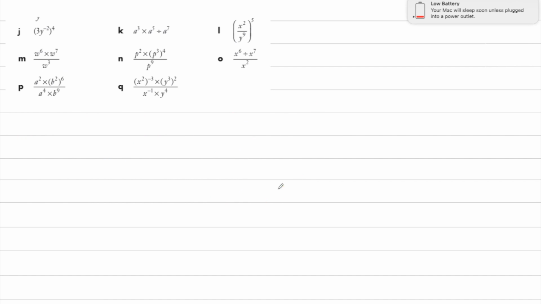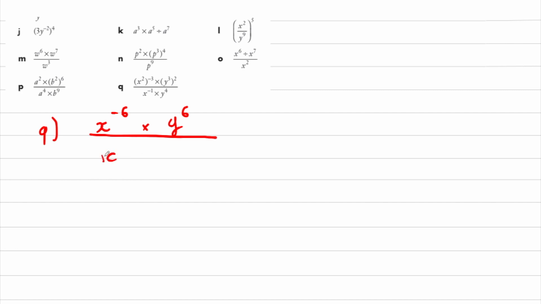Question Q, the same thing. The first indices I want to simplify is this bracket and minus 3 outside. You get x to the power of minus 6 outside for the first one, and the second one is y to the power of 6, and over x to the power of minus 1 here and y to the power of 4 here. I can separate this one to become two base numbers. The first one is x to the power of minus 6 over x to the power of minus 1, and then multiply y to the power of 6 and y to the power of 4.